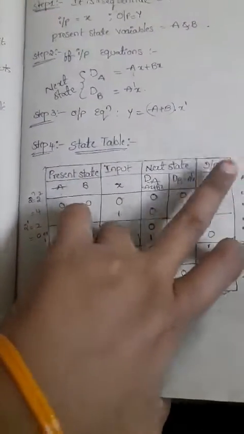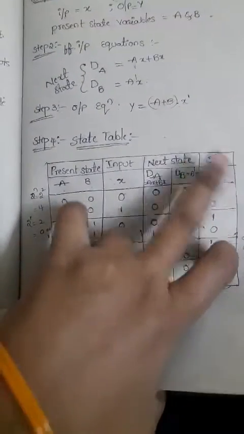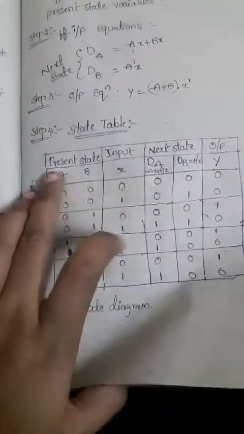So you know already the state table describes the present state, input, next state and output also. If the output is there, then you can mention it. If output is not there, you can skip this part. So compulsorily the state table describes the 4 parts. First, present state is completed. Now coming to the input part.